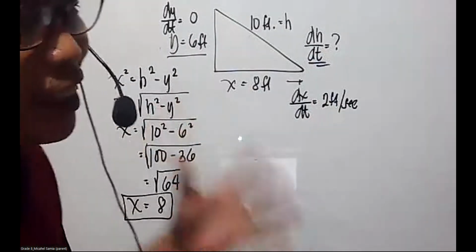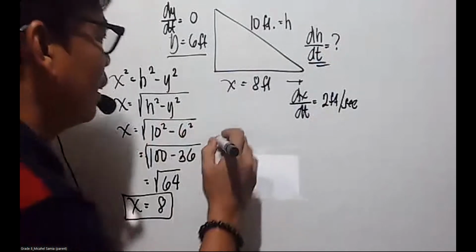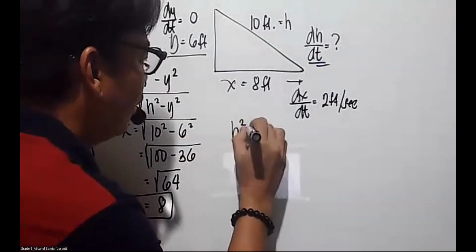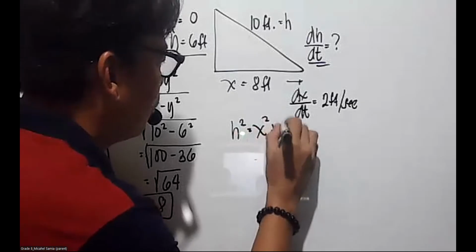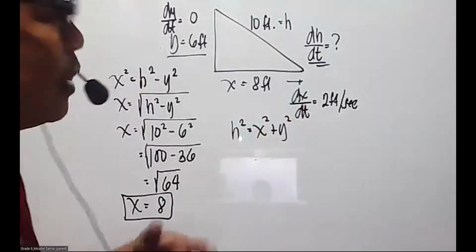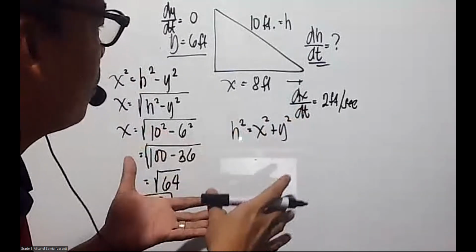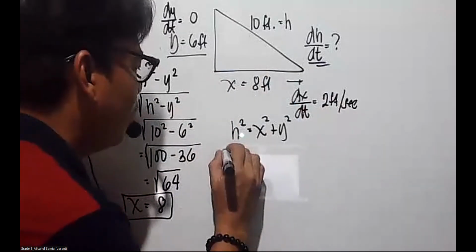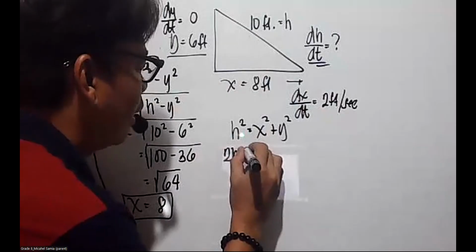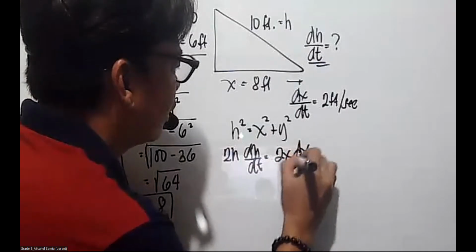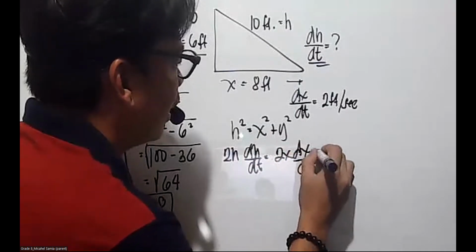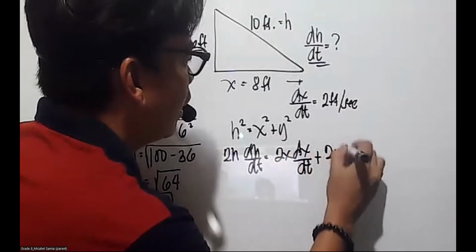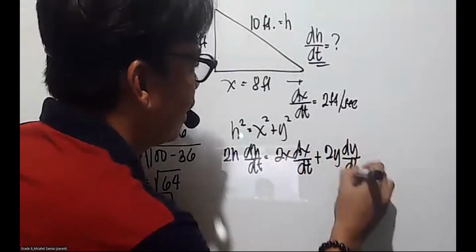Okay, since it's a triangle, we're going to use the Pythagorean theorem. So h squared is equal to x squared plus y squared. Like I said, if they're all functions of time, you differentiate both sides of the equation. So differentiating h squared, we have 2h dh/dt equal to 2x dx/dt plus 2y dy/dt.